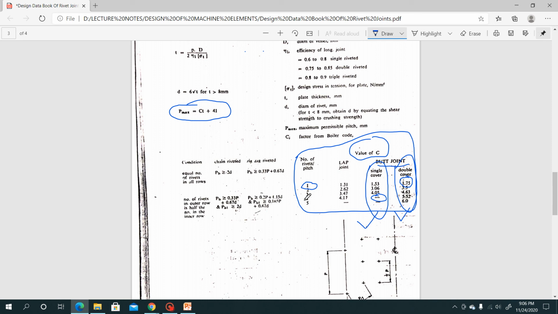But if the number of rivets per pitch length is 4 and you are designing for a double cover butt joint, then for that case I know that the value of C is 5.52, and then I will calculate the value of Pmax and so on. So this is the way by which you can find out the value of C. Is it clear?